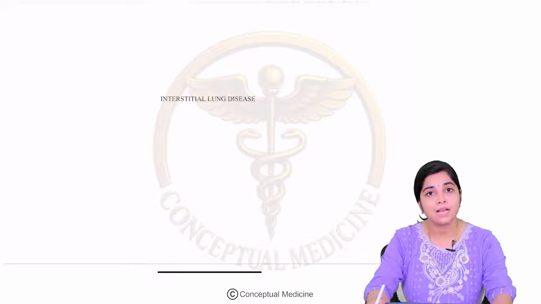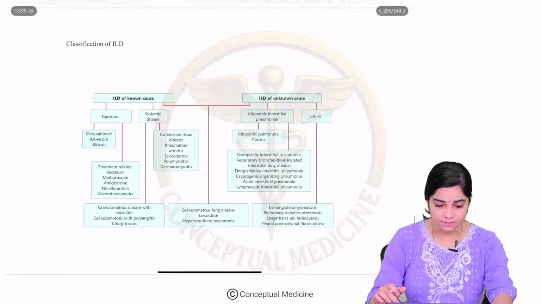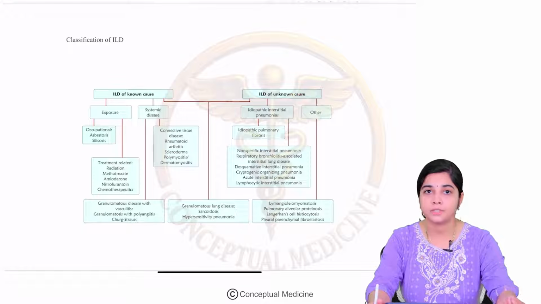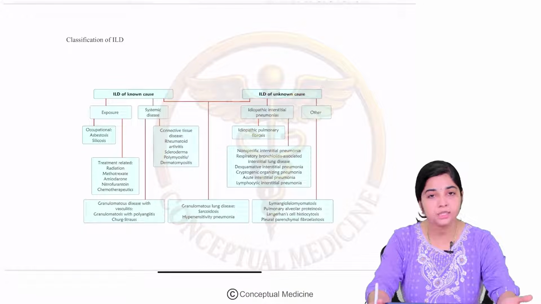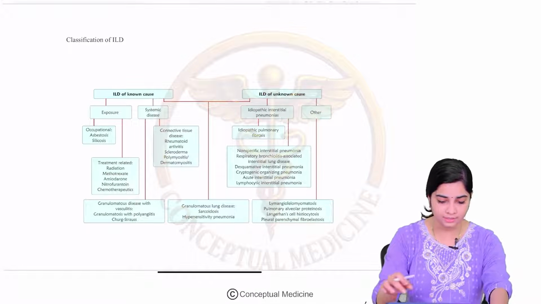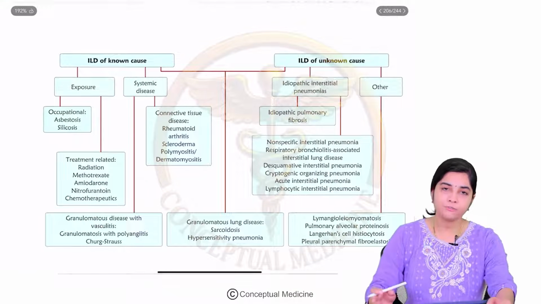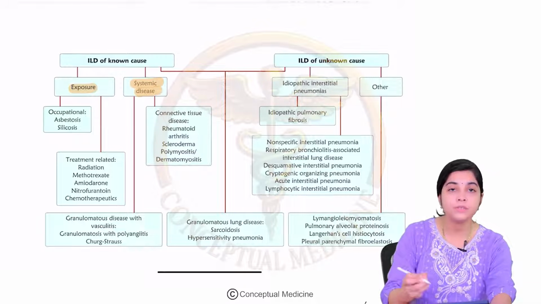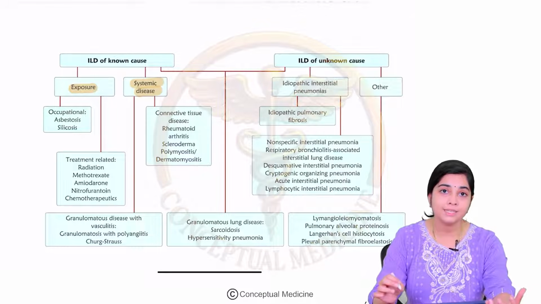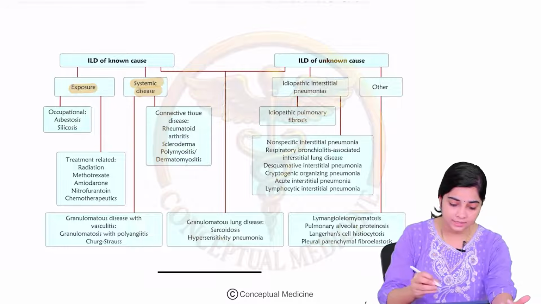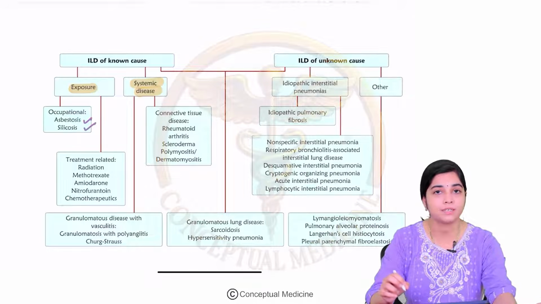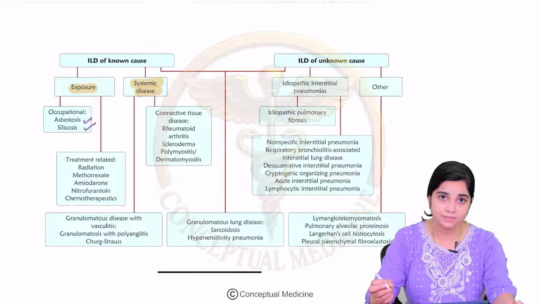So let us look at the classification of interstitial lung diseases. Interstitial lung diseases can be due to a known cause, where you can have a trigger or an exposure which results in the ILD, or it can be due to an unknown cause. So this is the broad classification of ILDs. Okay. So ILD of a known cause can be due to exposure, or it can be secondary to systemic diseases. So what are the exposures which can predispose to ILDs? It can be occupational exposures like asbestosis and silicosis. We had learned this in our chapter on occupational lung diseases.